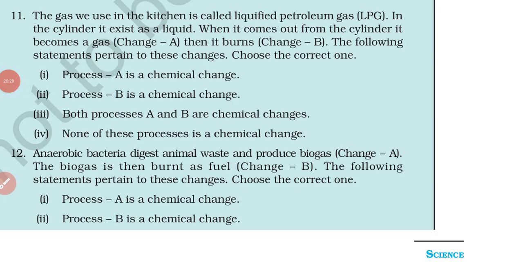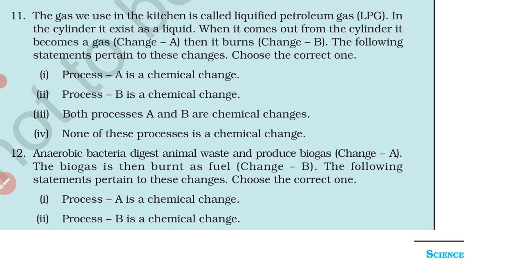The gas we use in the kitchen is called liquefied petroleum gas, LPG. You know this? In the cylinder it exists as a liquid, but when it comes out from the cylinder it becomes a gas. This is change A. Then it burns. When it burns, that is change B.